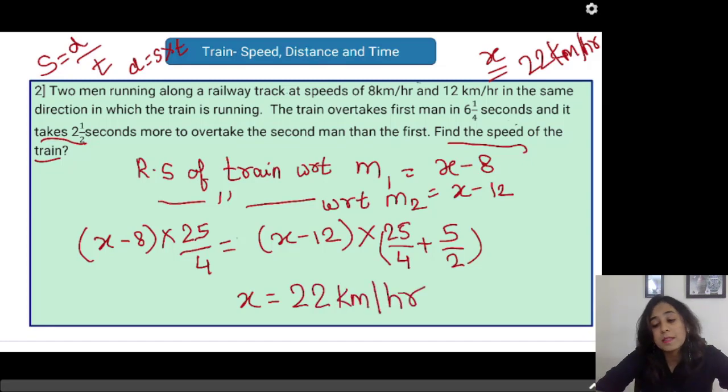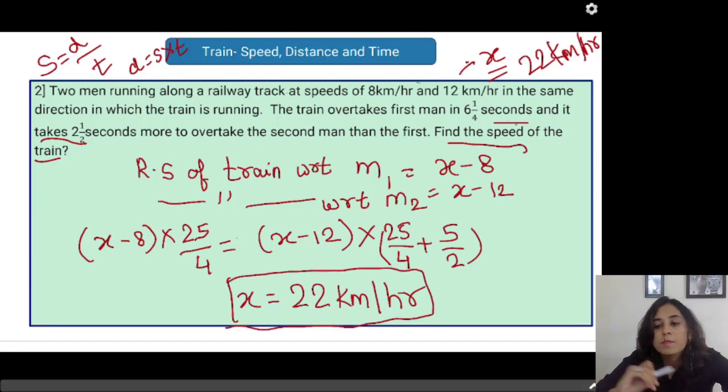Guys, if you notice in this, I am not doing the conversion from kilometers per hour to meters per second, or converting the time when it is given in seconds, because anyway I am going to equate the two and my conversion is going to get crossed out. So I am not doing any conversion. I can directly use the time. So this is the value of x. My x was the speed of the train, so the speed of the train is 22 kilometers per hour. This was a simple one, guys.